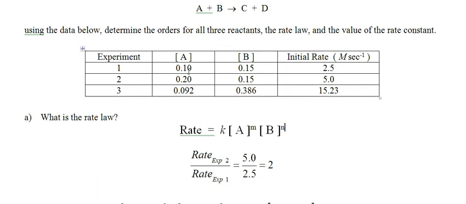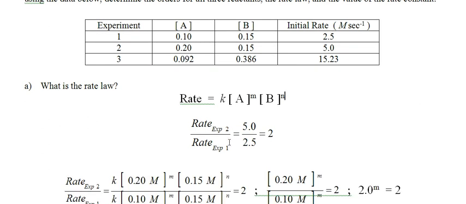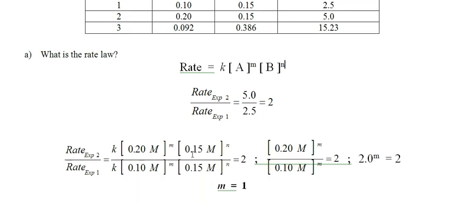So, probably the best place to start is by working with experiment 1 and 2. Again, it does not matter if you want to put experiment 2 over experiment 1, just be consistent. For the purposes that I've been using in class, I've been trying to put the faster rate on top, but it doesn't have to be that way. The orders will still work out for us. So in this case I went experiment 2 over experiment 1.